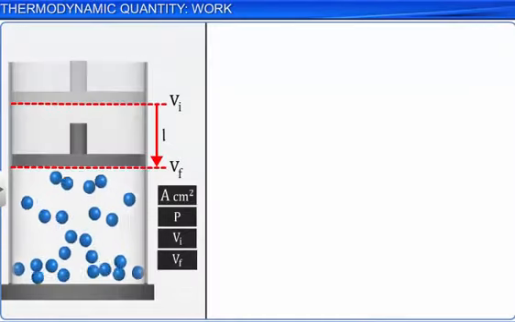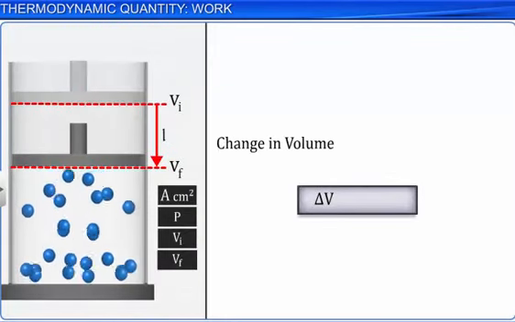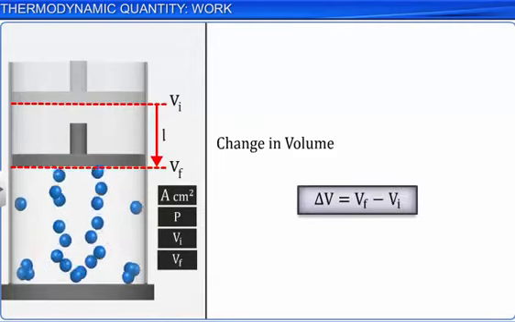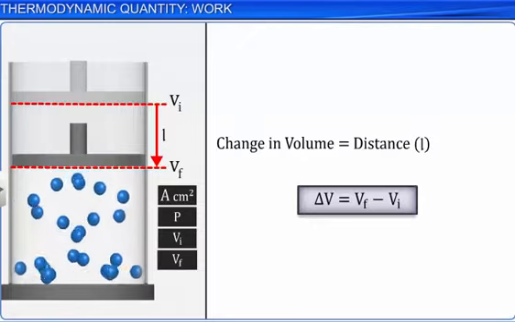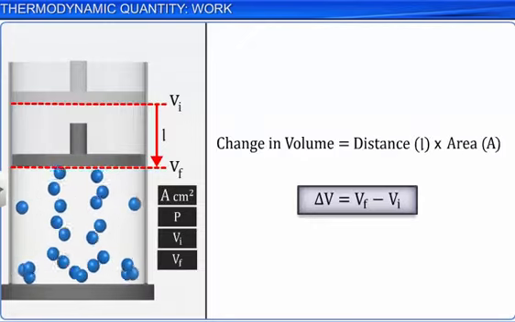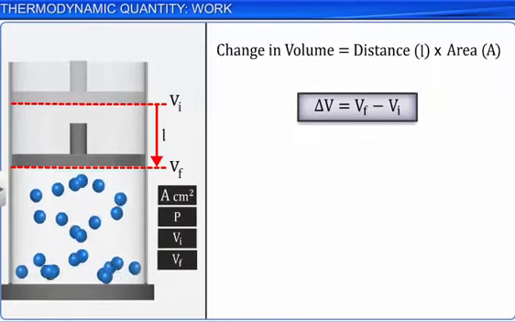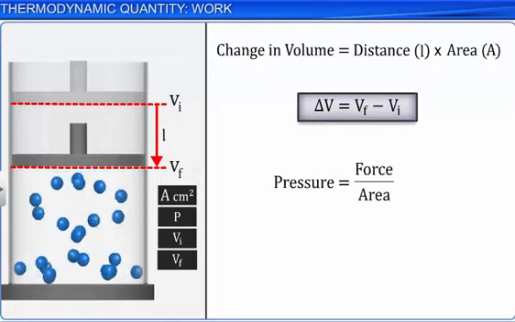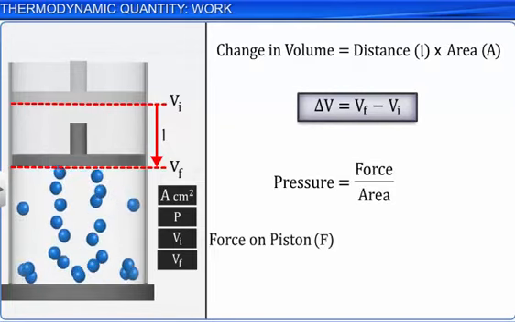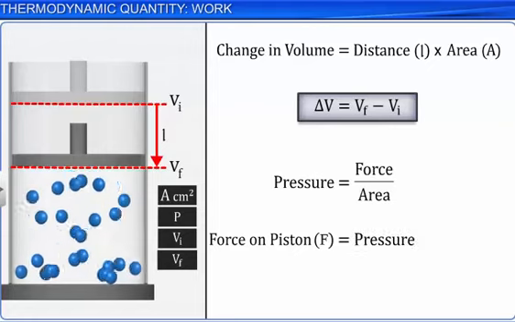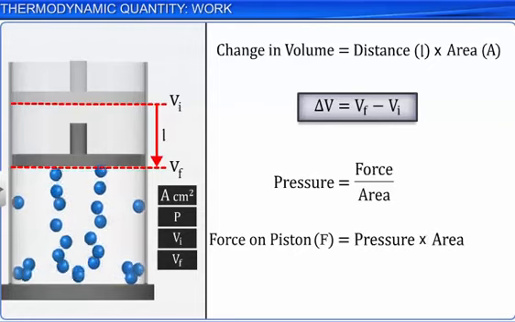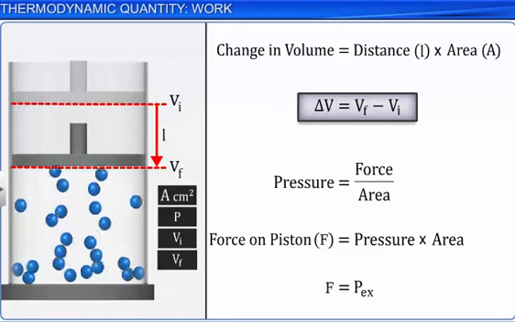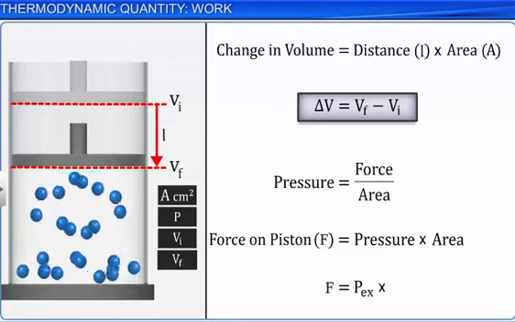Thus, the change in the volume, that is, final volume Vf minus initial volume Vi, is distance L multiplied by area A. We know that pressure equals force divided by area. Hence, the applied force F on the piston equals pressure multiplied by area. That is, the applied force F equals external pressure Pex multiplied by the area of cross-section A.